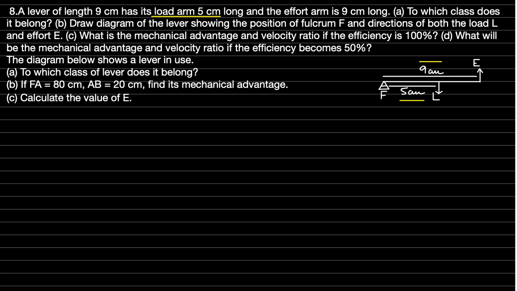Now the clue is the total length of the lever itself is 9 cm, and if the effort arm is 9 cm long, that means the fulcrum is at one end of it, and that is how we got this here, that fulcrum is at the left side end. To which class of lever does it belong? Very simple. So here I would write A part. Since the load is at the center, it will belong to class 2 lever. So I would write it as class 2.